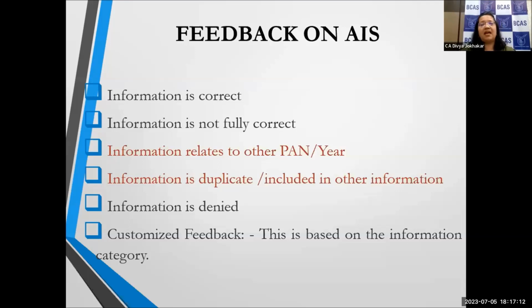When anything appears on my AIS and it is not my income, obviously I will deny that information. There are two heads under which I can actually give a customized feedback. I can put some kind of a remark. One is under information to other PAN and duplicate, include other information. The ones that I've highlighted is where I will get a remark box, and that is where I can put my customized feedback. Download your AIS after you've given feedback, and also once before you start giving feedback, so you are aware in case any intimation arrives at your doorstep, rather your email.